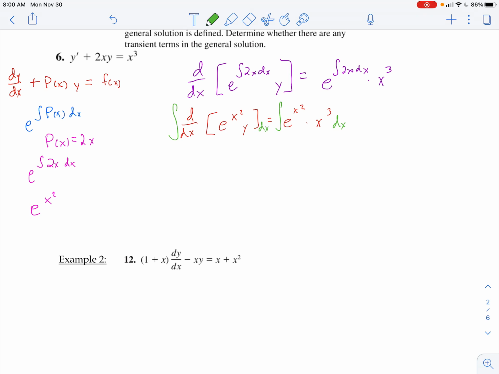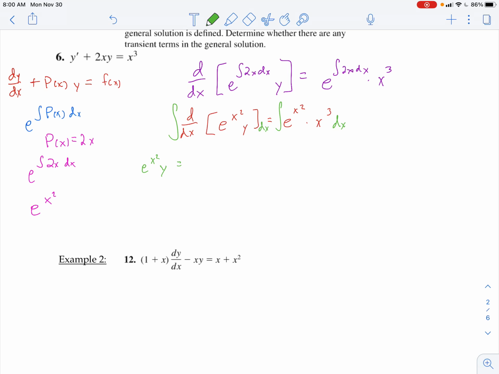And when we do that, the left side is just going to be e to the x squared y. On the right-hand side, we have e to the x squared times x cubed dx. Now, one thing that I know here is that this is one that can be really hard if I don't know a kind of step that I want to do.